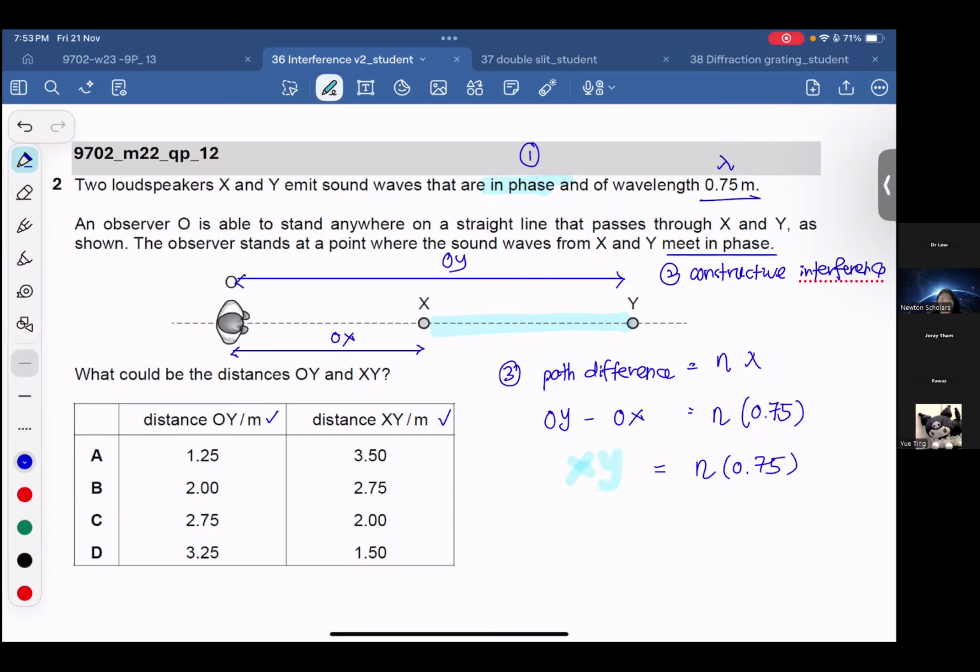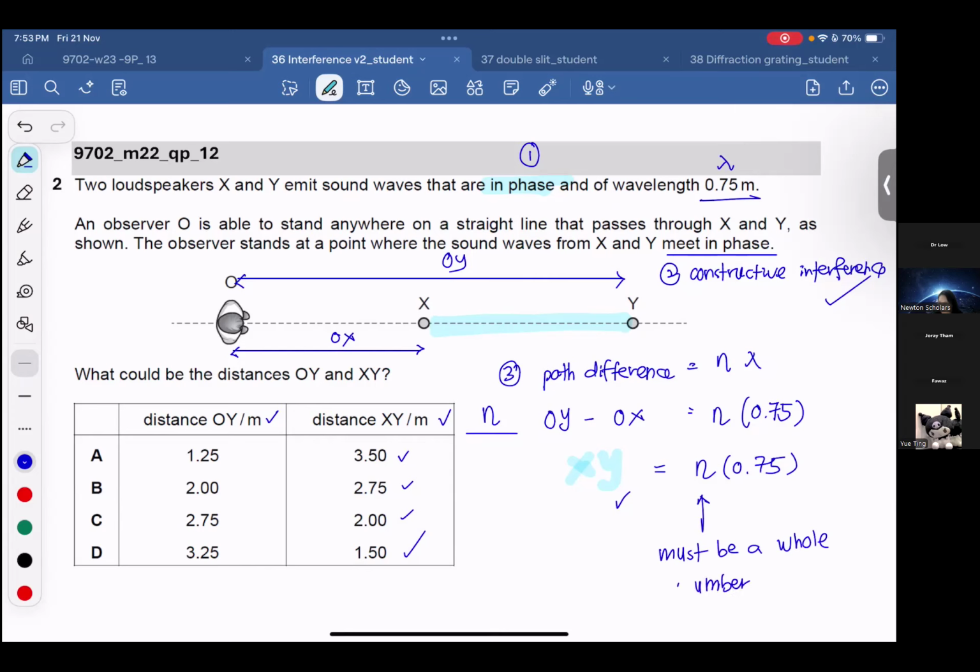How do we find out? You use this value, do substitution inside here, and find out the n value. So you need to find n, find out the n for A, B, C, D. Then ask yourself which one is the correct n in order to produce constructive interference. For constructive interference, this n must be a whole number. Cannot be 0.5, whole number.